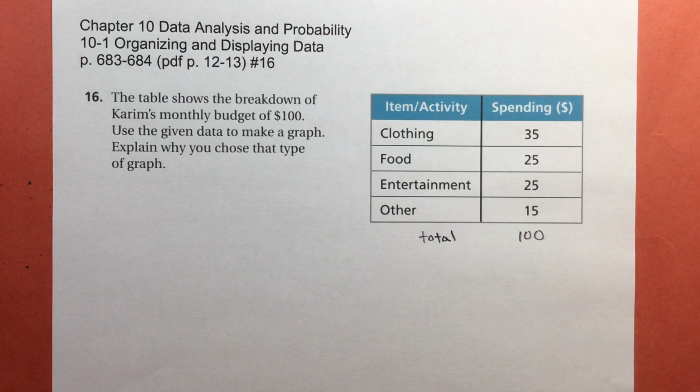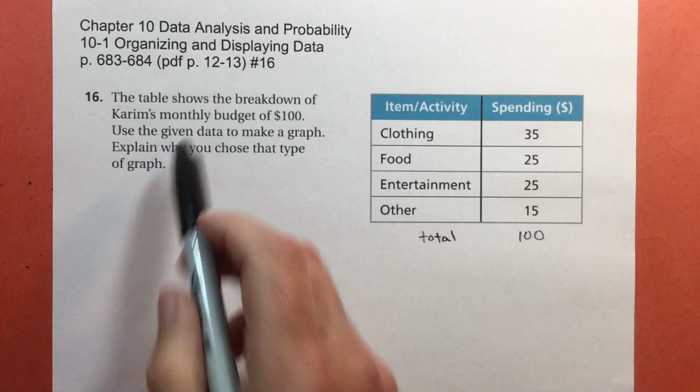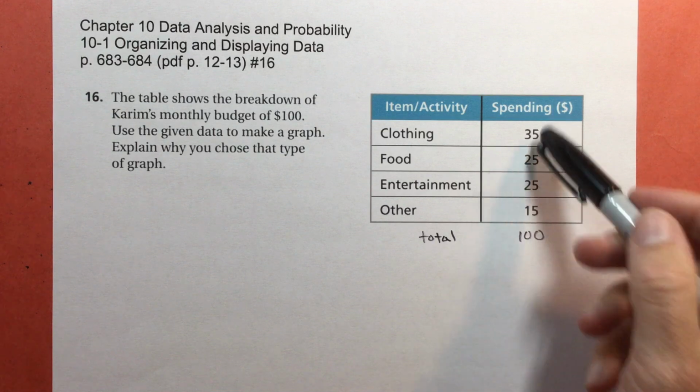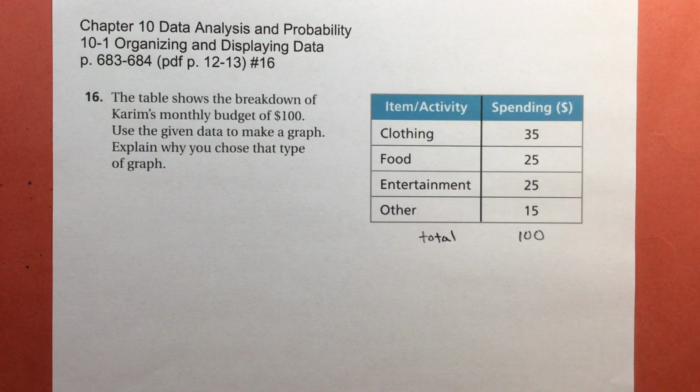And don't reach and say, it says month, that's a time. No, that's not. We're not comparing things over time. We're saying every month this is Karim's budget. It's not changing from month to month. That's important that you understand that. If it was, I would be looking at a line graph, but it's not. I do have a total, and each of these are parts of a whole. That's exactly what I want to do with a circle graph.